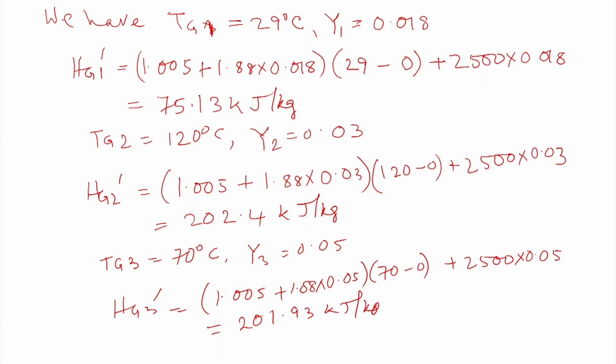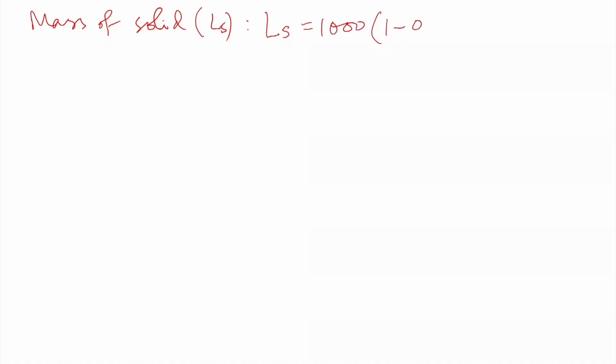So, first of all we will be getting the mass of the solid, say Ls. So, mass of the solid, that is, we will be finding out this Ls. It is given that 30% moisture is there. So, on the dry basis Ls is equal to 1000 into 1 minus 0.3. So, that is 700 kg.